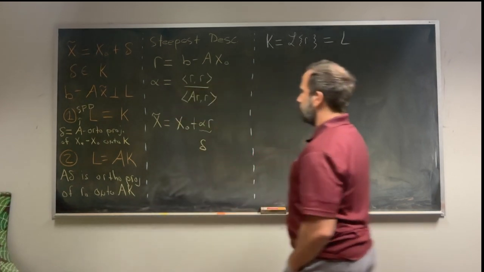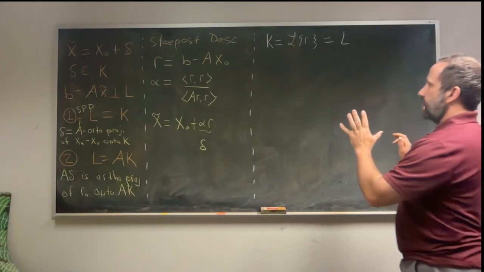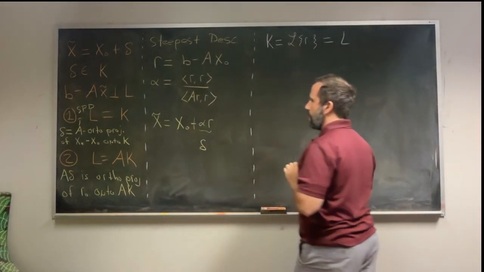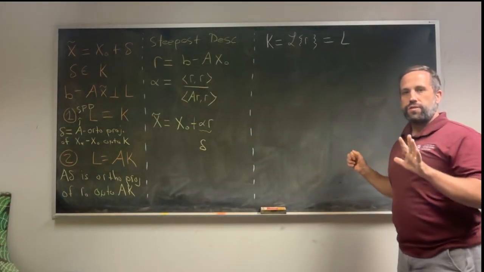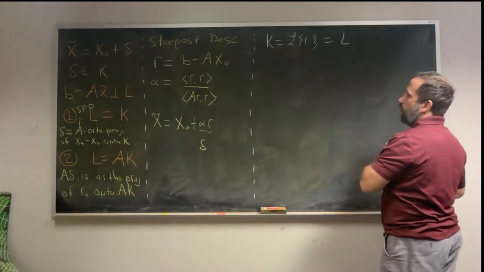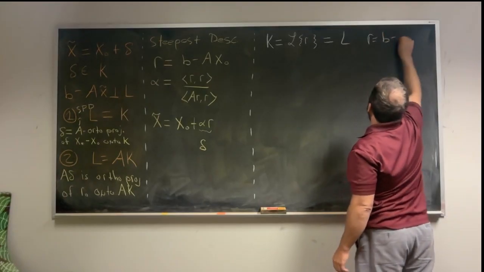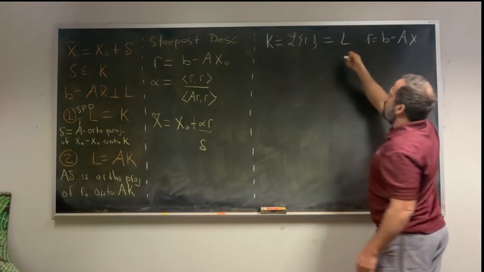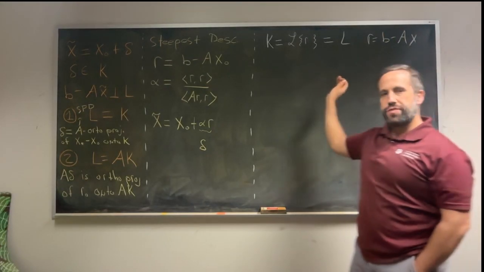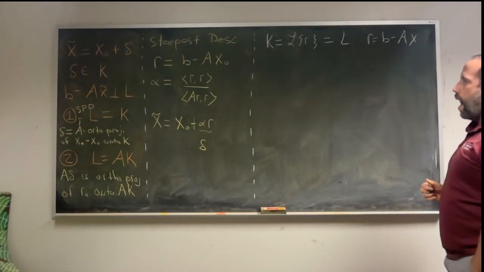Okay, so in other words, let's forget about what we have here for a minute. I'm going to come up with what the formulas should be in the setting where K is a linear span of R, where R, as always, is equal to B minus A X, and L is equal to K. Then we'll see that the formulas are the same. Okay, wonderful. So how is this going to look?